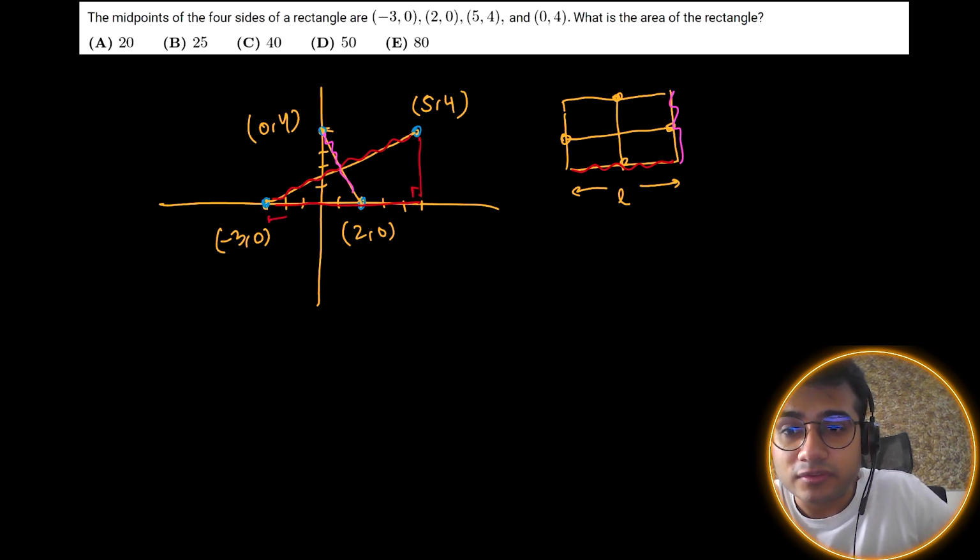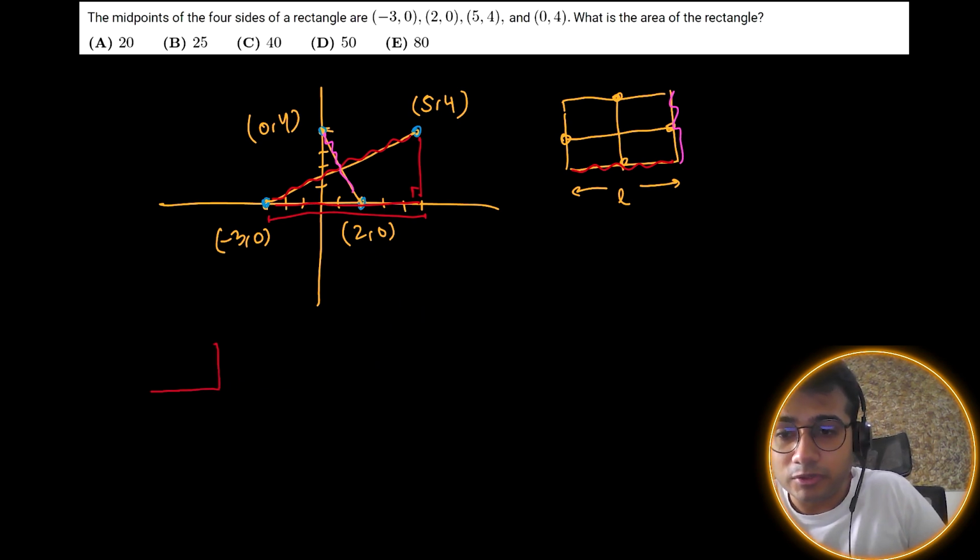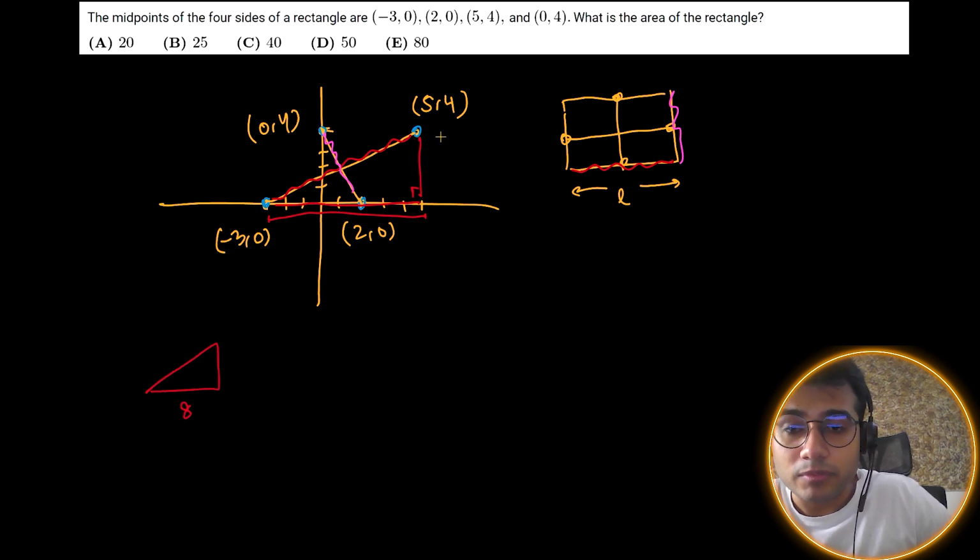And here, what is this length? This length is 1, 2, 3, 4, 5, 6, 7, 8. So that's that red triangle. Let me draw that here. This length is 8. What about this length? This is 1, 2, 3, 4.